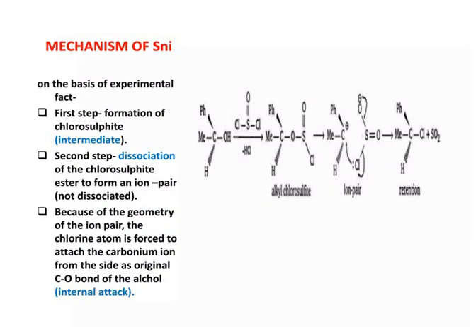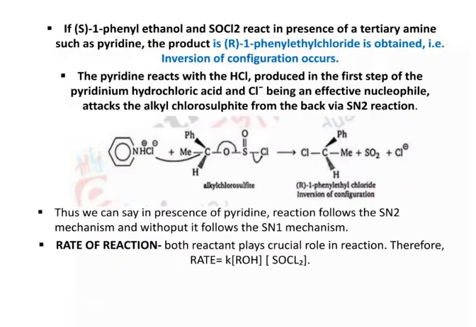So, my friends, on the basis of experimental fact, the first step is formation of chlorosulfite, which is an intermediate. The second step is dissociation of the chlorosulfite ester to form an ion pair, not dissociated ions. Because of the geometry of the ion pair, the chlorine atom is forced to attack the carbocation from the same side as the original C-O bond of the alcohol: internal attack.